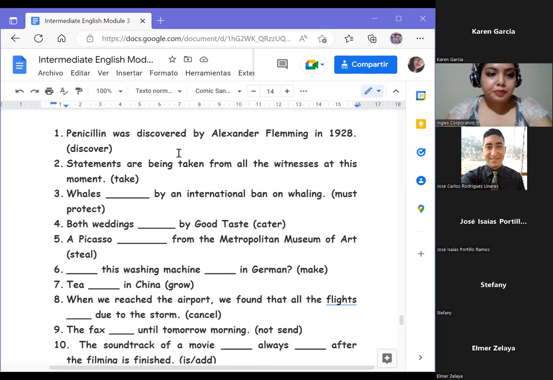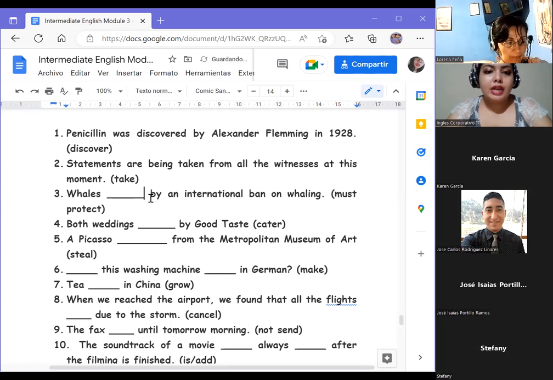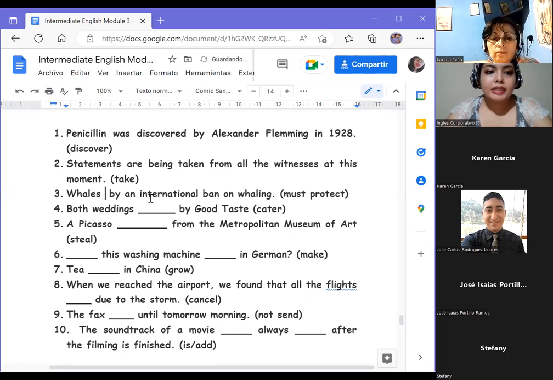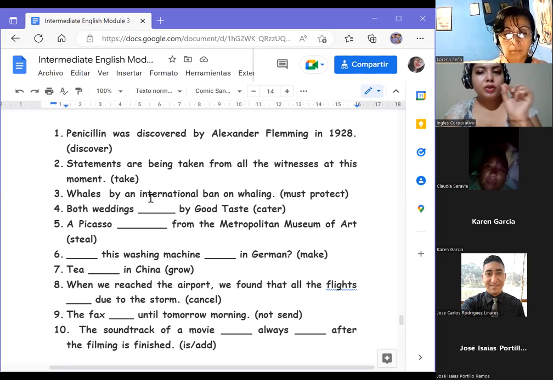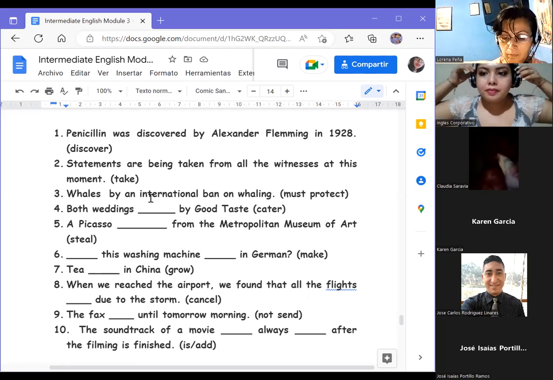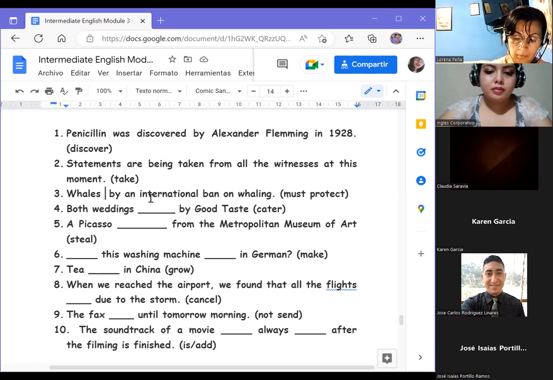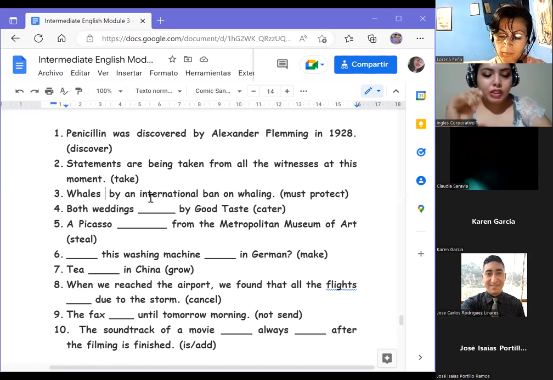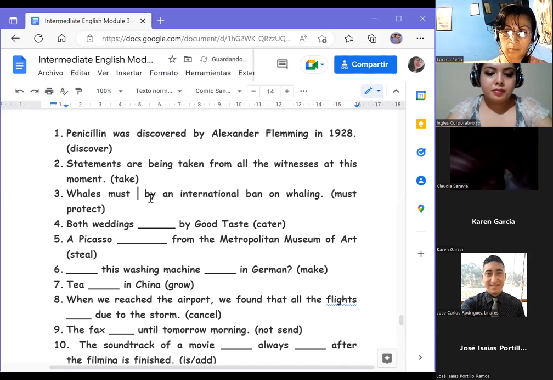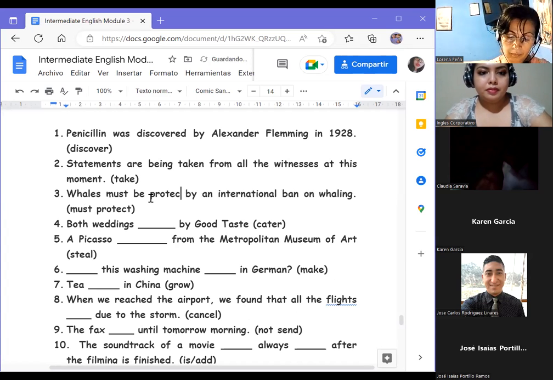Then we have number 3. Whales by an international ban of whaling. And we have mass protest. How can we write that mass protest? We're just going to add something in the middle of must protect, and we are going to change protect a little bit. Must be protected. Good, must be protected. Perfect, thank you.